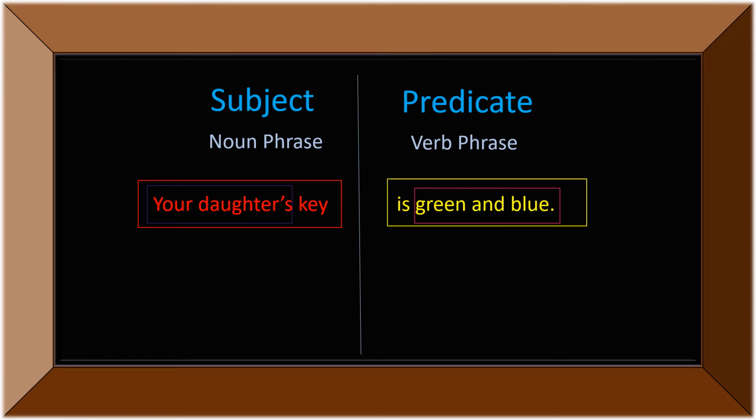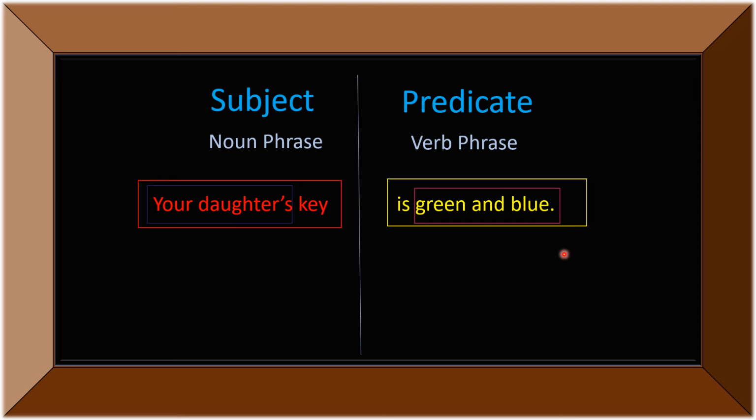Your daughter's key is green and blue. Your daughter's key is a noun phrase and the subject of the sentence. Your daughter's is the determiner phrase. Your is a determiner, a definite determiner, possessive determiner. Daughter's, determiner, definite determiner, possessive noun. Key, noun, concrete noun, countable noun, singular noun, and a common noun.